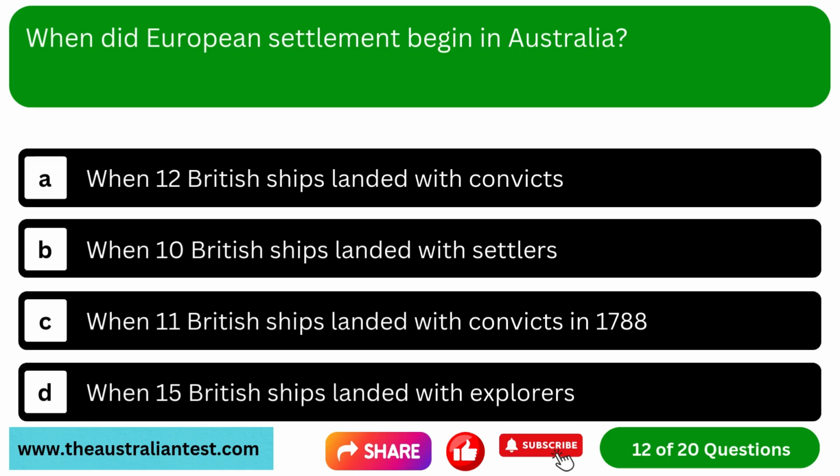Question 12. When did European settlement begin in Australia? Option A, when 12 British ships landed with convicts. Option B, when 10 British ships landed with settlers. Option C, when 11 British ships landed with convicts in 1788. Option D, when 15 British ships landed with explorers.